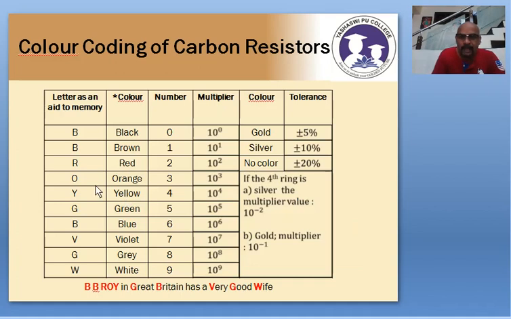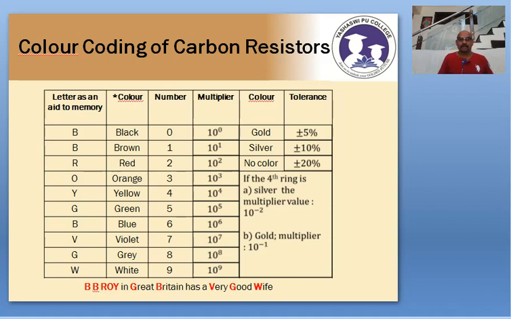See that black stands for 0, brown 1, because the numbers are continuous. Black, brown, red, orange, yellow. To remember this: B, B, R, O, Y, G, B, V, G, W. Here it means B.B. Roy of Great Britain had a very good wife.